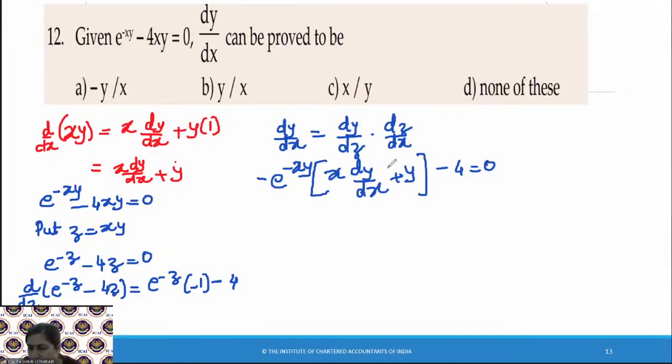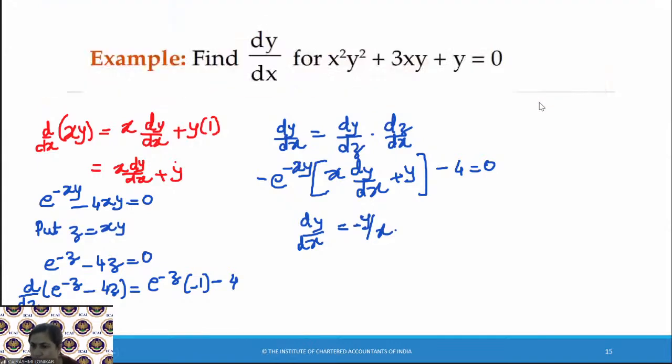Right? So I will have dy by dx is equal to y by x. Right? So this is the way you have to do the sum. Okay.